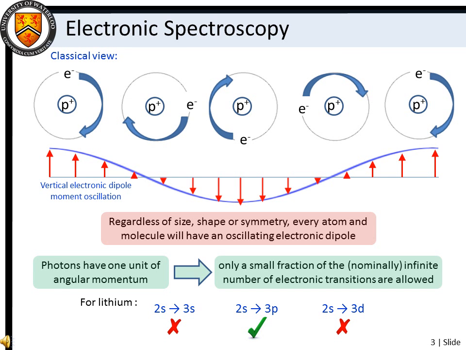Regardless of size, shape, or symmetry, every atom and molecule will have an oscillating electric dipole moment and will therefore have the potential to undergo electronic transition. We saw in Masterclasses 3 and 4 that there are an infinite number of electronic states that converge to the ionization energy limit for atoms. The same is true for molecules. Fortunately, owing to the transition selection rules arising from conservation of momentum and symmetry arguments, only a small fraction of the infinite number of possible transitions are allowed.